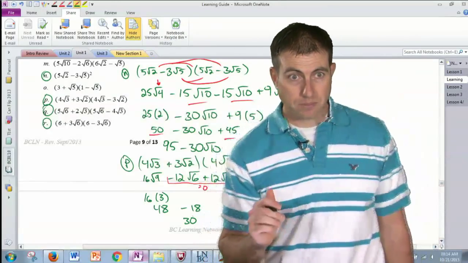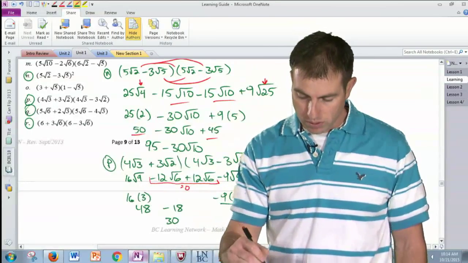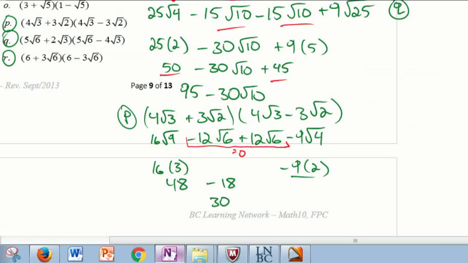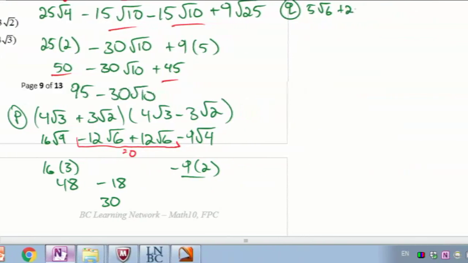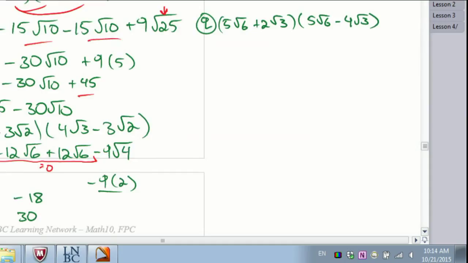So as N, P, if I work really hard, I could probably do Q and R as well. You can do way over on the right here. So this is Q, starting over here. 5 root 6 plus 2 root 3, and 5 root 6 minus 4 root 3. All right, again, FOIL. First times the first, first times the last, the inside 2, and then the last 2.